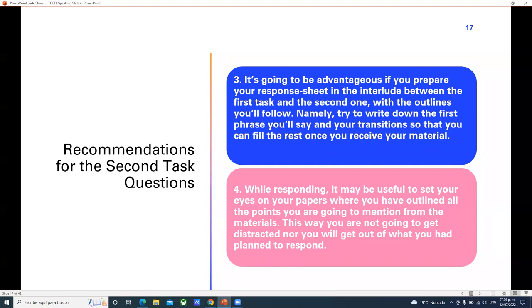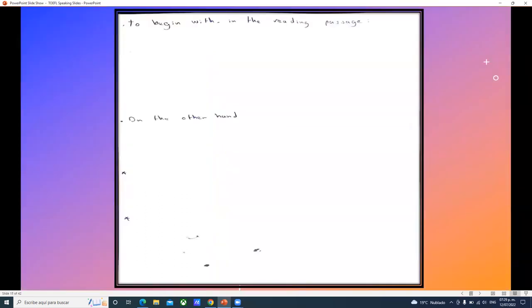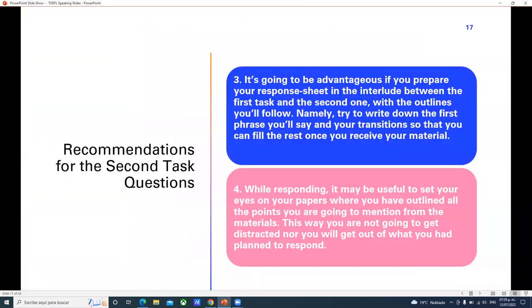So I discovered that the second time I took the TOEFL, if I maintained my eyes set on my paper, that is to say, this sheet of paper where you have already outlined everything you're going to say in your response, you're going to be way more concentrated because you're going to constantly be observing what you're going to say next, of course, right? So this is my recommendation. It's going to be better, I think, if you keep your eyes on your paper, okay?